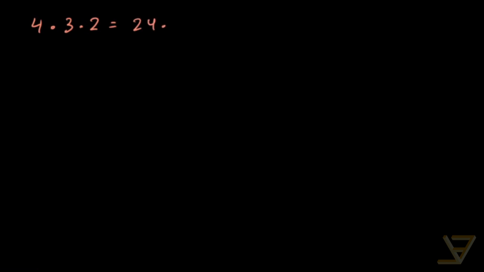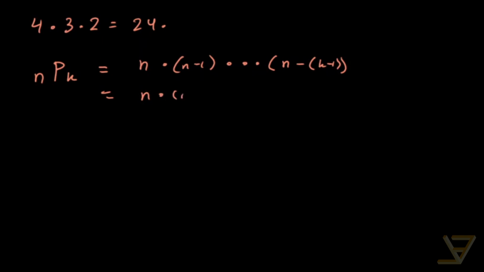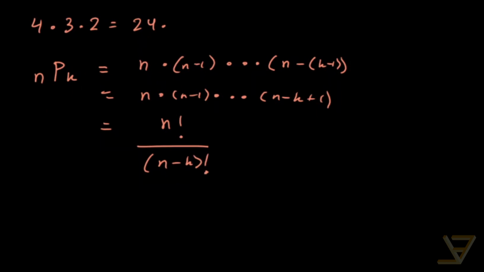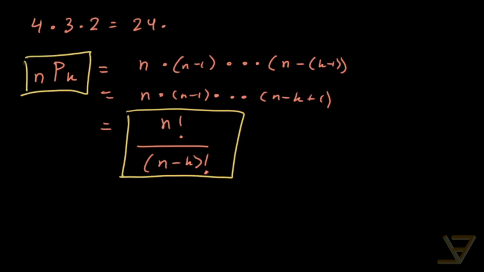So in general, what we get is that the formula is n permutation k is equal to n times n minus 1, and we're going to have k factors, which makes us end with n minus k plus 1, which is equal to n times n minus 1 all the way through to n minus k plus 1. And if you know what factorial notation is, this is equal to n factorial divided by n minus k factorial. And that's our final formula for the number of k permutations of n objects.